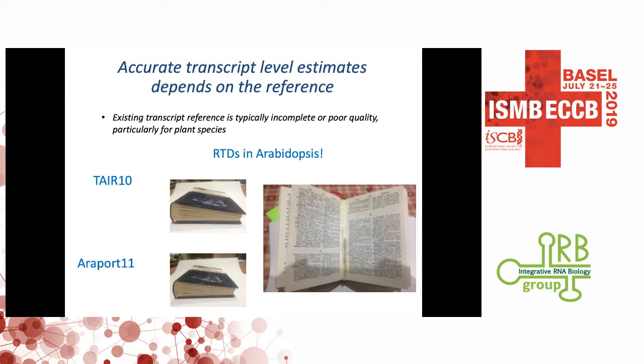I work in a plant research institute, so all the data will be on plants. Arabidopsis is about the best annotated plant species out there. But if you look at the official annotations from TAIR10 and Araport, we know a lot of transcripts and alternative splicing events are missing. That will impact the quantification accuracy.